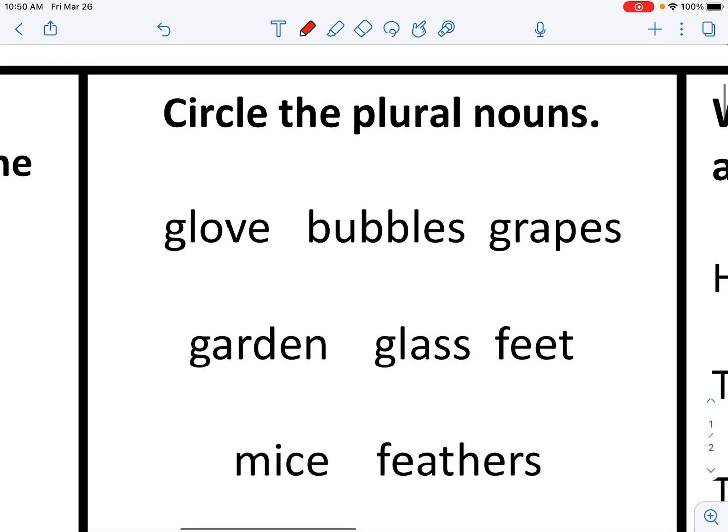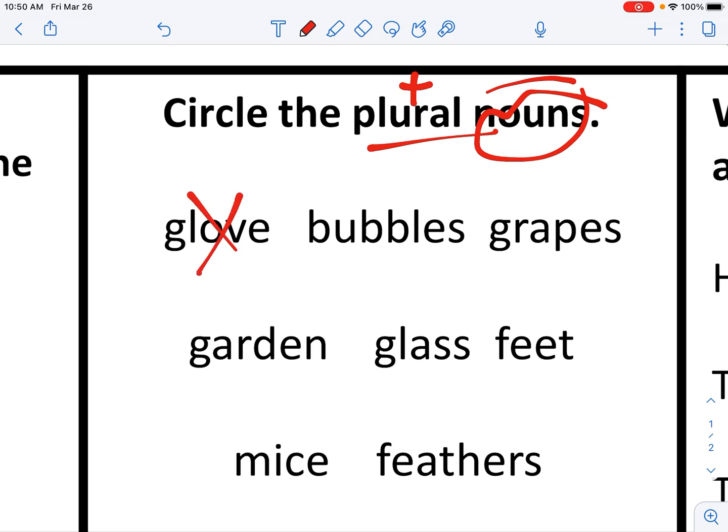Next one. Circle the plural nouns. Plural means more than one. Nouns are people, places, things, or ideas. Glove. Is that more than one? No. Bubbles. Is that more than one? Yes. ES at the end. Grapes. Is that more than one? Yep.